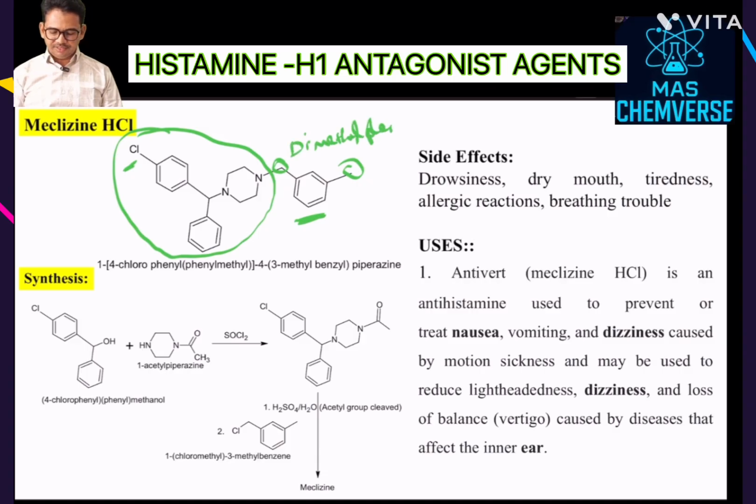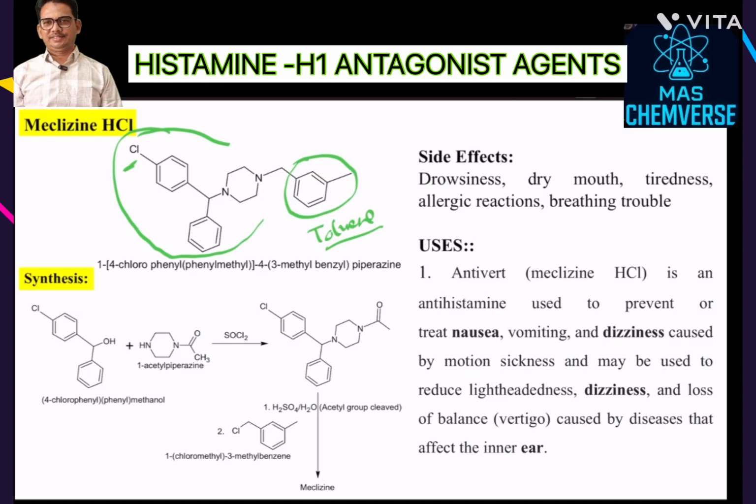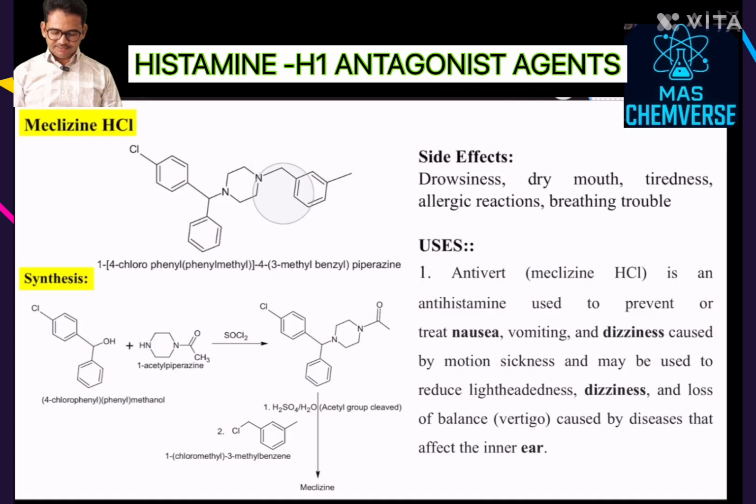Okay, it is attached to the dimethyl phenyl group. Or in one word, if you want to say easily what the difference is between chlorcyclizine and this one, the only difference is this. What is this extra? It is called toluene. Toluene is extra when you compare with chlorcyclizine. Okay, that's why if you remember one structure, you can write numerous structures belonging to the same class. Here also you can see the synthesis of this particular drug, meclizine.